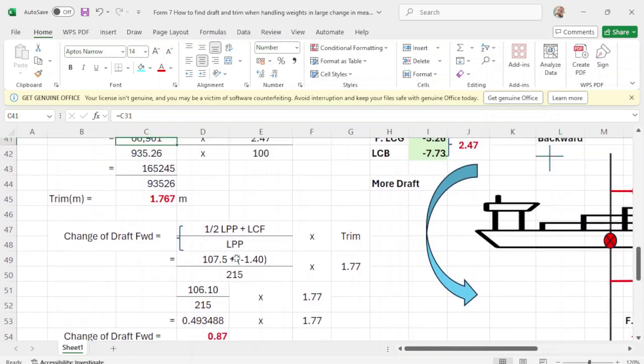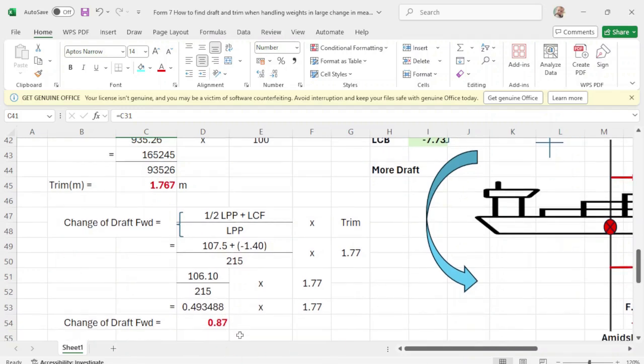LCF over LPP is 215. So 107.5 plus negative 1.40 is 106.1 over 215 times your trim of 1.77, which I rounded up here. The answer to this equation is 0.93488 times your trim, and your change of drop forward is 0.87.